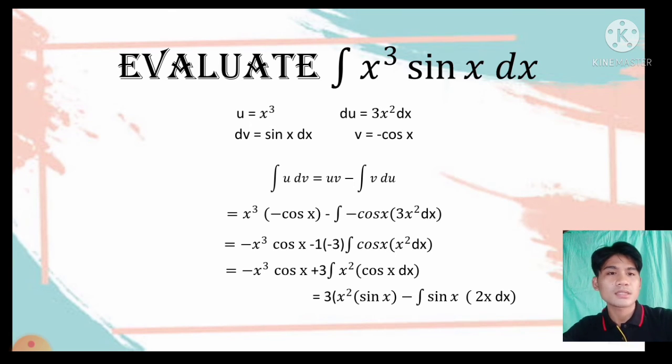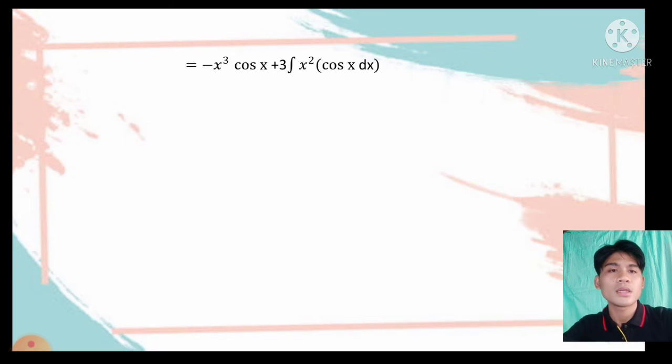Next, just set aside the first term and we will continue with the second term. So we have 3 quantity of x squared sine x minus the integral of sine x quantity of 2x dx. Next is 3 quantity of x squared sine x minus 2 the integral of sine x dx, and then proceed with minus x cubed cosine x plus 3 integral of x squared cosine x dx.